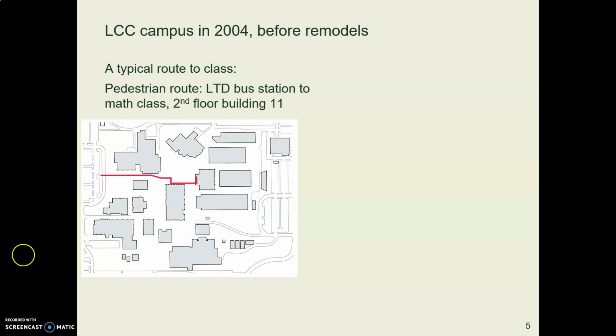Since then, we have done a good job of gradually improving accessibility all over campus. But this is in 2004. So we're looking at a plan view. Here on the left is where the LTD bus stop is. And I said, okay, I will map the route of a student who gets off the bus and comes through campus and has a math class on the second floor of Building 11. There were math classes there in 2004. So here's the route you would take to get there.